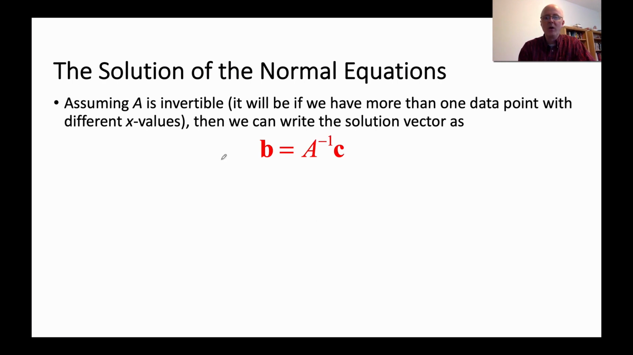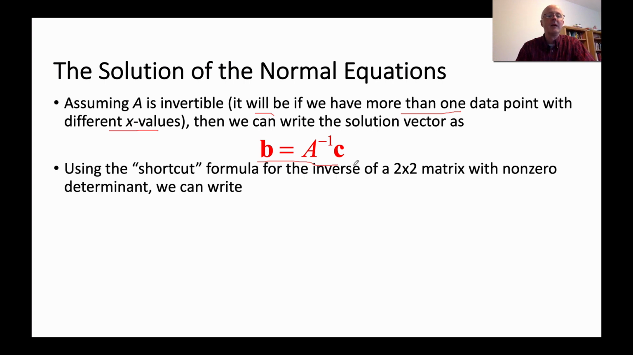It turns out that A will be invertible. It will be if we have more than one data point with different x values, okay? Which, if you only had one x value, you wouldn't be doing this to begin with. So that's always a realistic situation. You can write the solution in abstract form: B equals A inverse times C, and if you've got some nice technology, or if you don't mind doing this by hand, you can actually do the multiplication to find the vector B, which gives you the values of B0 and B1. There is a shortcut formula that allows you to rewrite this. There's a shortcut formula for the inverse of a 2 by 2 matrix with a non-zero determinant.